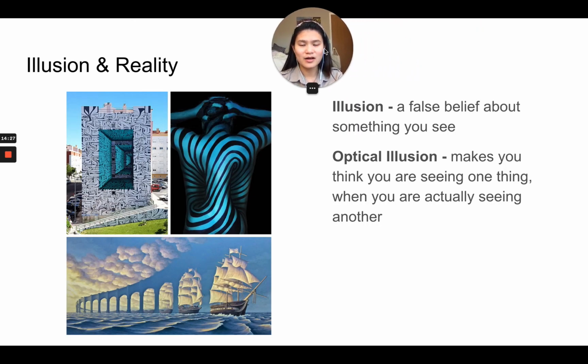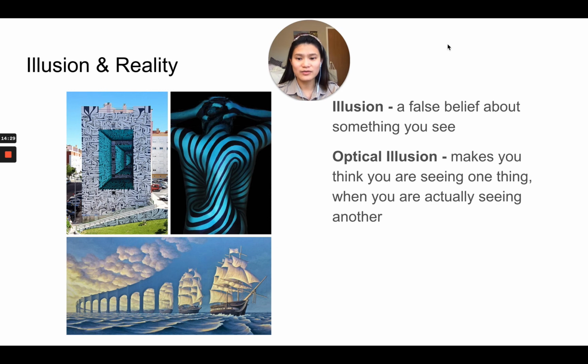And then we're moving on to illusion versus reality. So illusion is a false belief about something that you see, as well as an optical illusion that makes you think you're seeing one thing, but you're actually seeing another. So these are some examples of optical illusions where the eye starts to play tricks on itself.